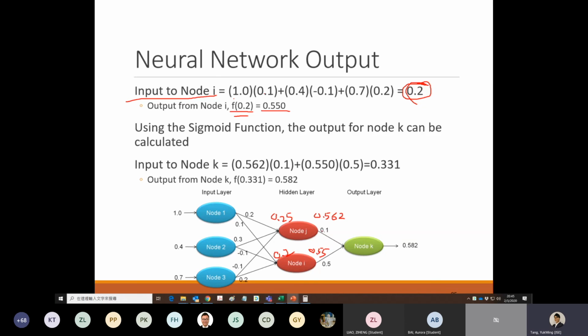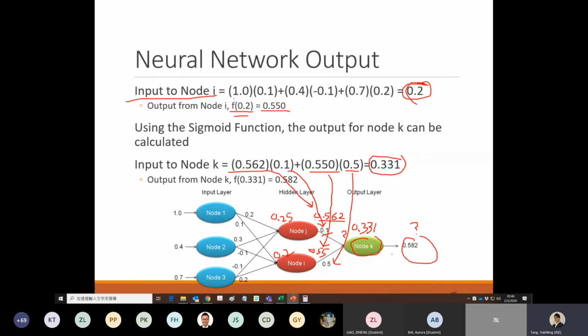Similarly, what is the input for the loop K? For the input for the loop K, you just use the output for the loop J, 0.562, times the weight 0.1, plus 0.55 times its weight, plus 0.5. And 0.331 is the input for the loop K.